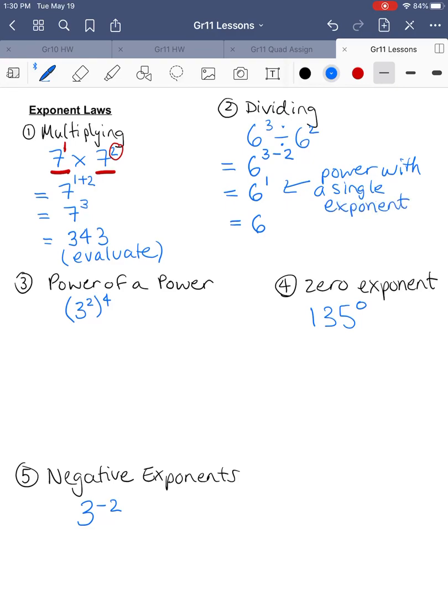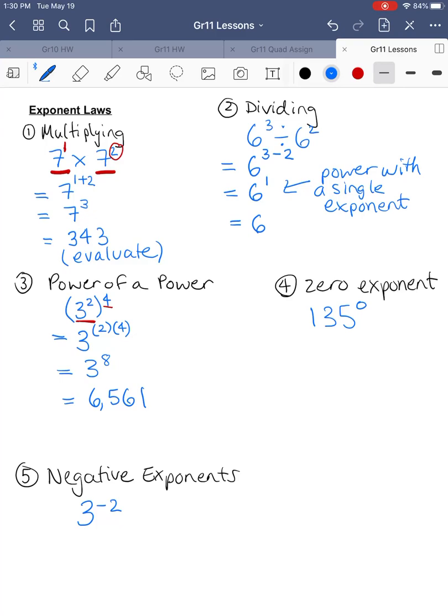Let's go to the third one, power of a power. So notice we have 3 to the power of 2, and then all of that is then to the power of 4. So the rule here is that we multiply the exponents together. So we have 3 to the power of 2 times 4. That gives us 3 to the power of 8. And then if we evaluate that, we get 6,561.